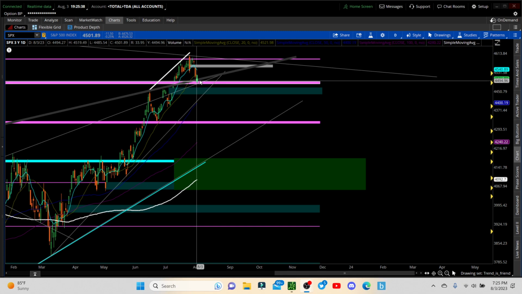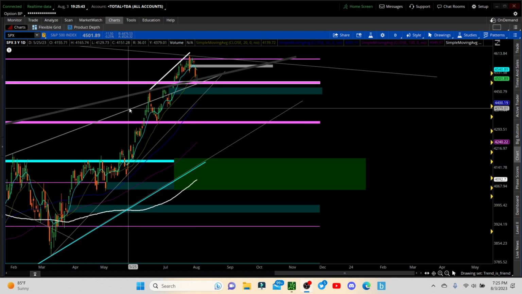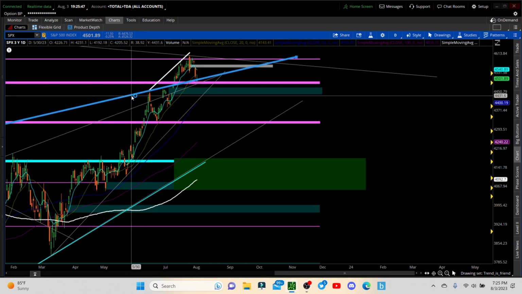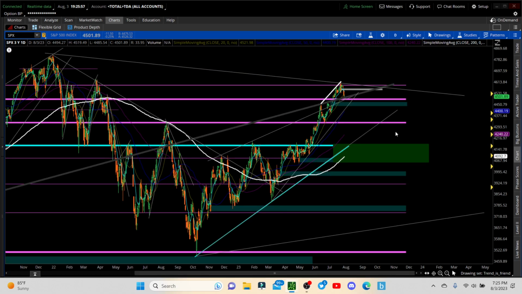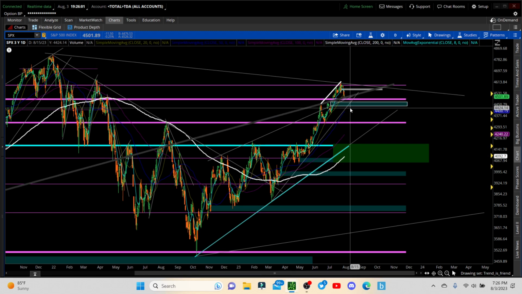So I just suspect we'd have some reaction off of this long-term uptrend line. This is a long-term trend line from back in 2018, I believe. And this one here is from the bottom of our wedge that we broke up on top of. I do suspect that we will break down from that wedge.